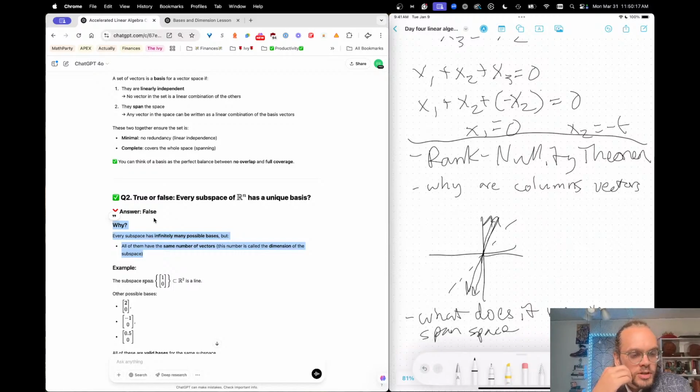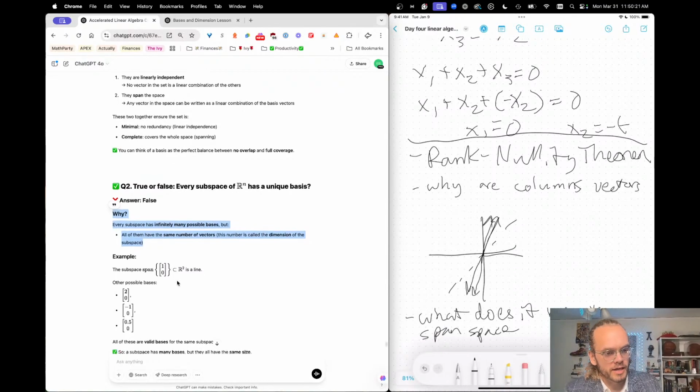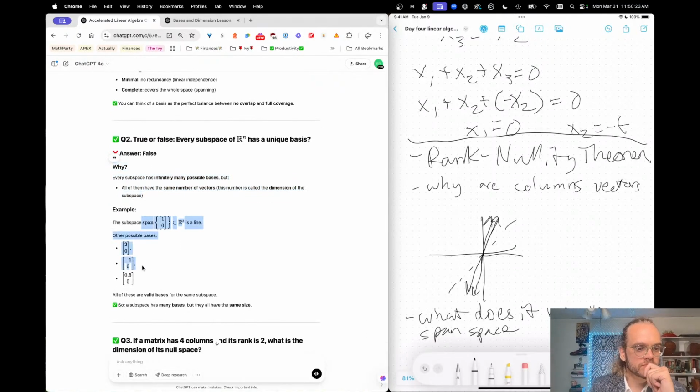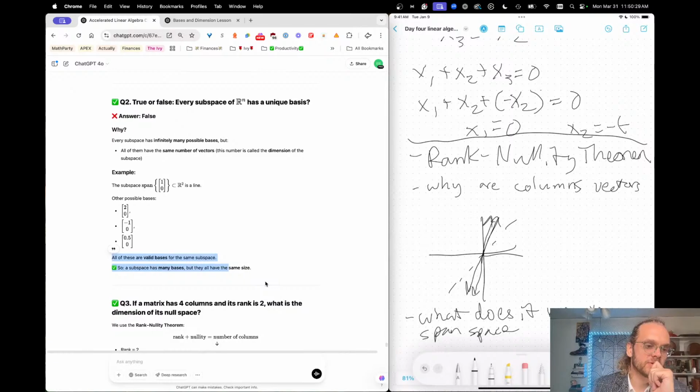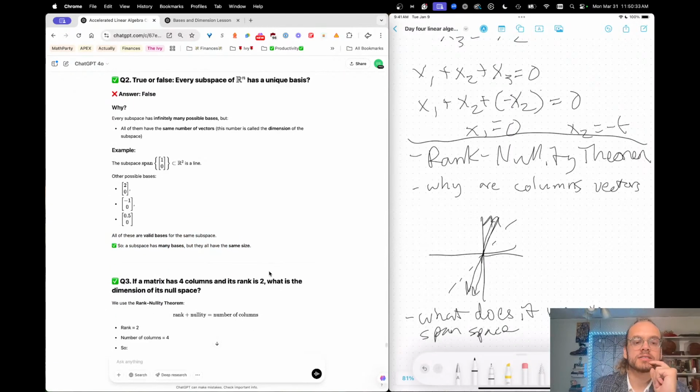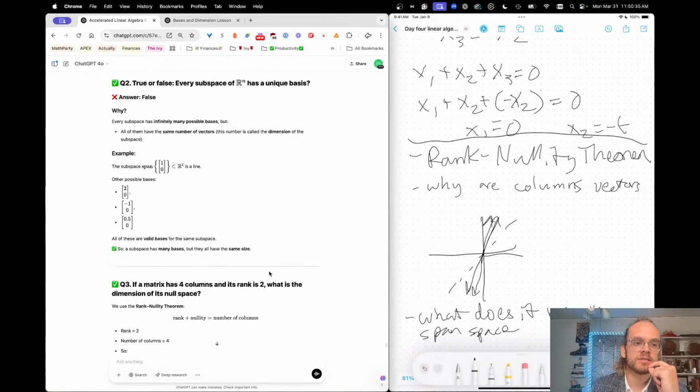So subspace 1, 0, okay, what does that symbol mean? Is a line. But there's also these bases that will be on that same line. All these are valid bases for the same subspace. So a subspace has many bases, but they all have the same size.